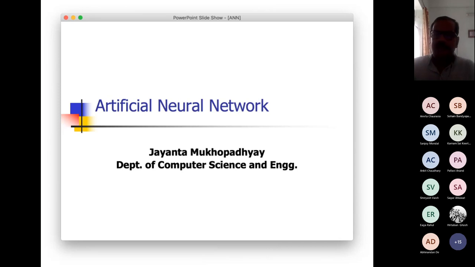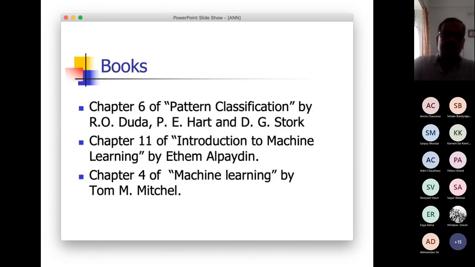So today we'll discuss a new topic, and that is artificial neural network. You can refer to these chapters for this particular topic: chapter 6 of the book by Duda, Hart, and Stork, chapter 11 of Ethem Alpaydin's book, and chapter 4 of Tom Mitchell's book.